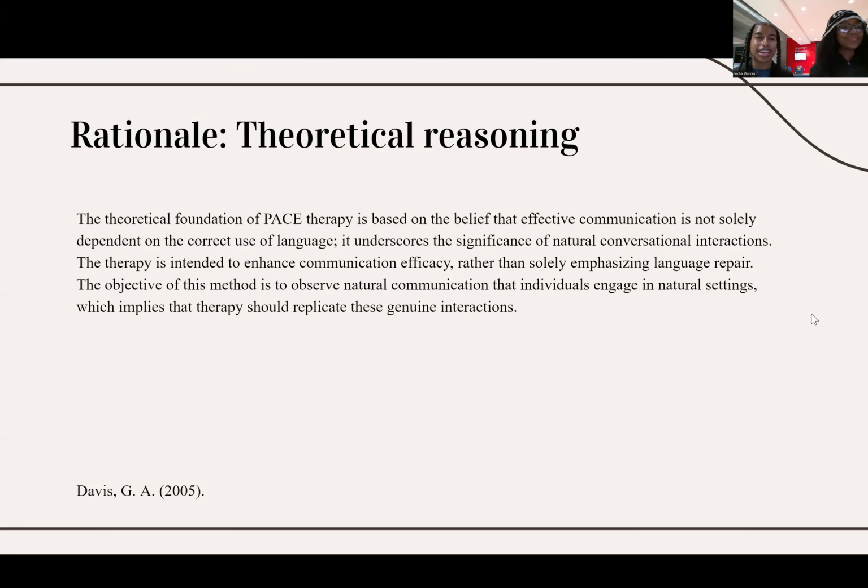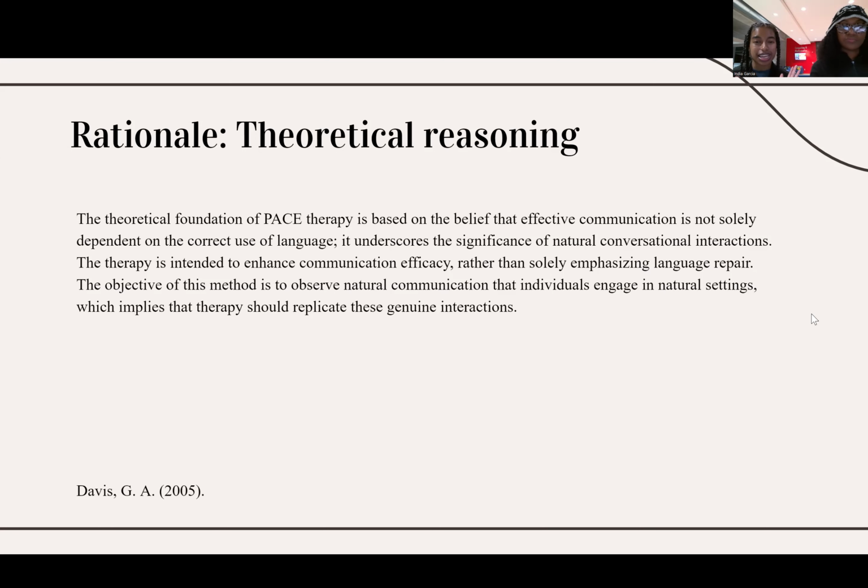Now we have the rationale or the theoretical reasoning. The theoretical foundation of PACE therapy is based on the belief that effective communication is not solely dependent on the correct usage of language. It underscores the significance of natural conversational interactions. The therapy is intended to enhance communication efficacy rather than solely emphasizing language repair. The objective of this method is to observe natural communication that individuals engage in natural settings, which implies that therapy should replicate these genuine interactions.